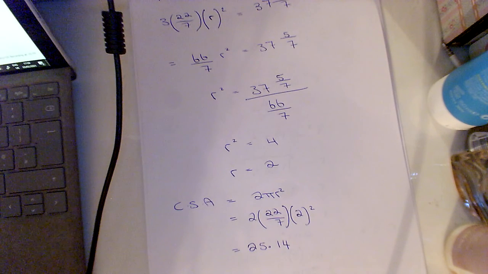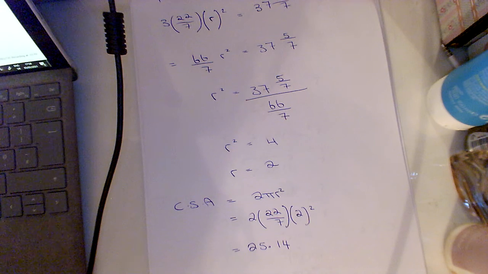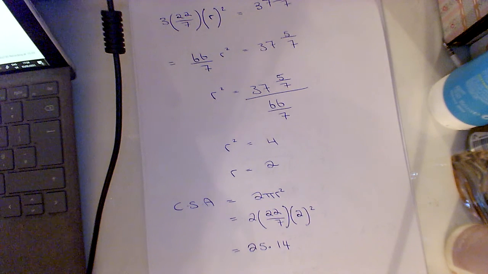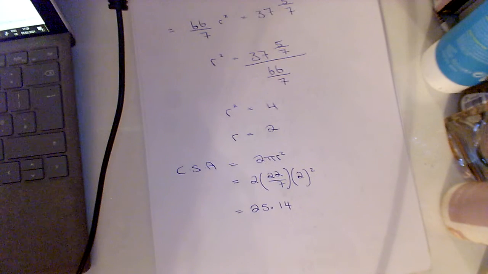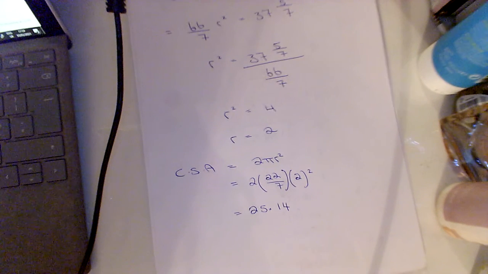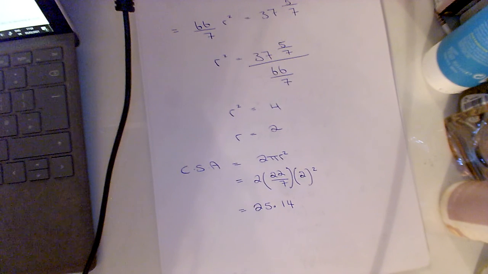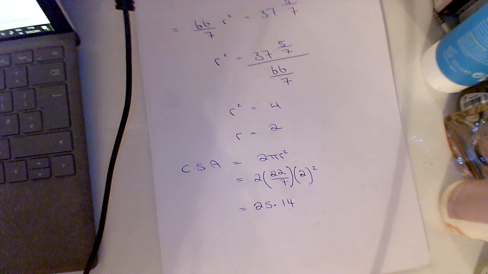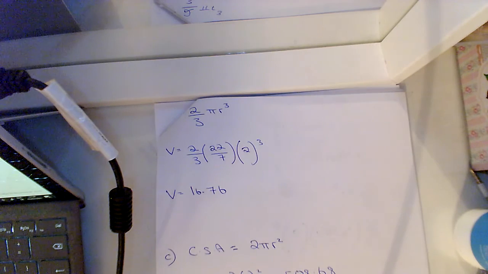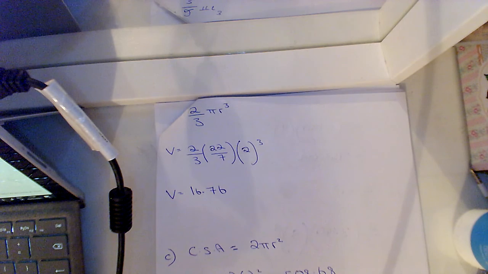Then I want to get my curved surface area, so my formula for the curved surface area is 2 pi r squared. So I have 2 bracket 22 over 7 bracket 2 to be squared, and I get my curved surface area to be 25.14. To get my volume, I sub it into the formula 2 over 3 pi r cubed, and when I sub it in, I get 16.76.